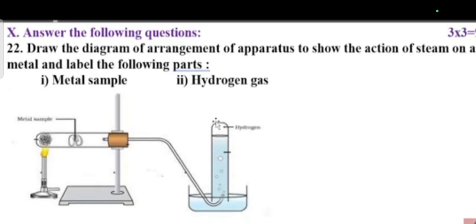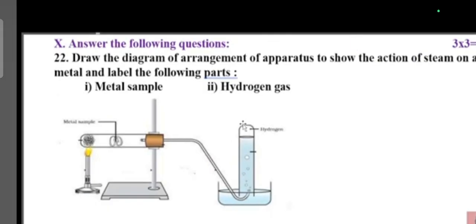Next, answer the following question for 3 marks. Draw the diagram of the arrangement of apparatus to show the action of steam on the metal and label the diagram. Diagram for 3 marks.